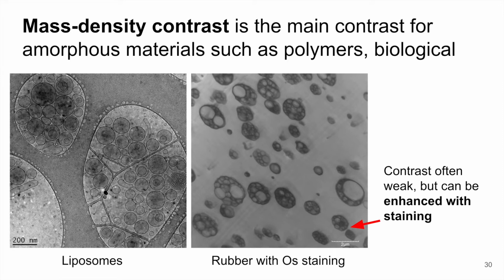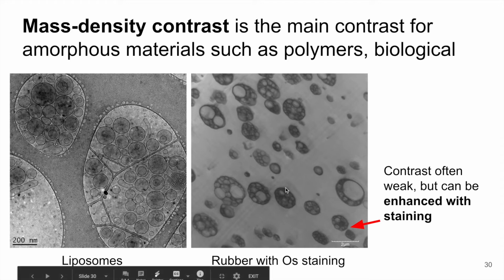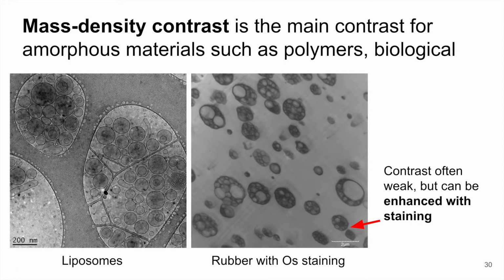And so, these images that you see here of these liposomes or this piece of rubber, these are because of that mass density. So a part is either thinner or thicker, or it has more or less density. And so that's the contrast that we get. And so the contrast that we get often tends to be weak in these cases.